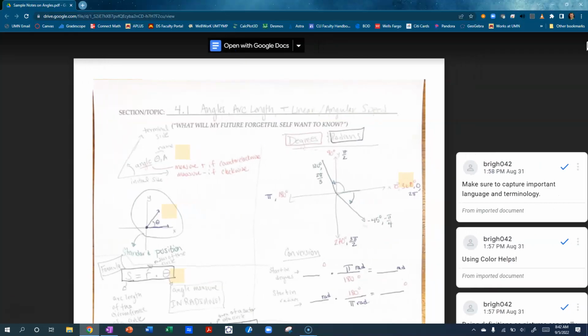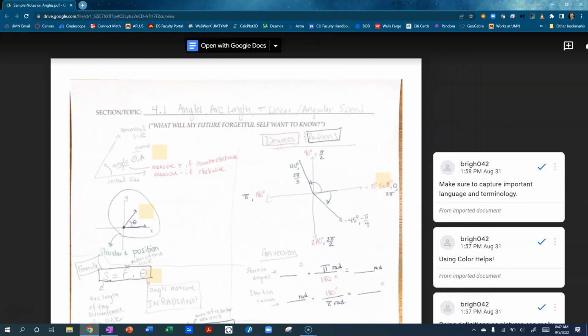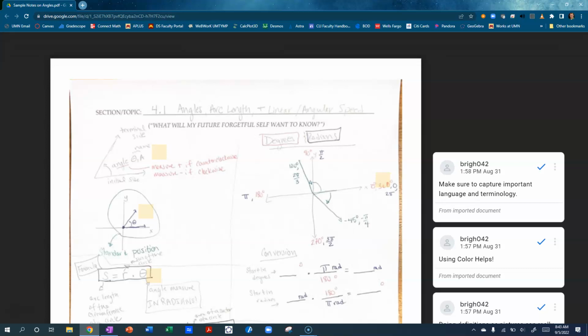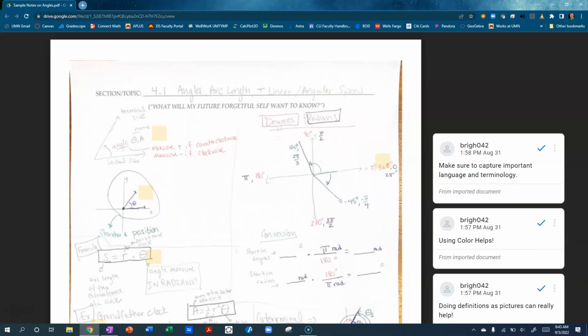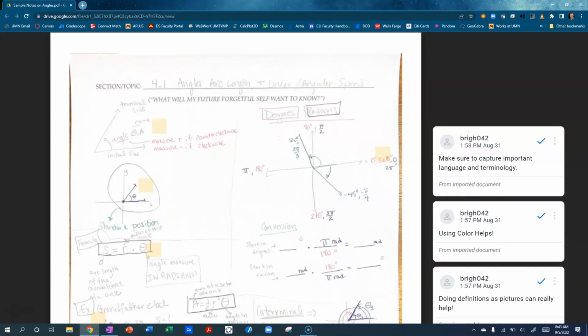At the top of my notes, I wrote the topic that we're talking about, and then I have a comment in there to help center me: I'm not writing everything down, but what will my future forgetful self need to know or want to know? In the upper left corner, you see a diagram with some vocabulary. I have comments on there, for both you and me, to indicate what you should take notes on or how to take notes.